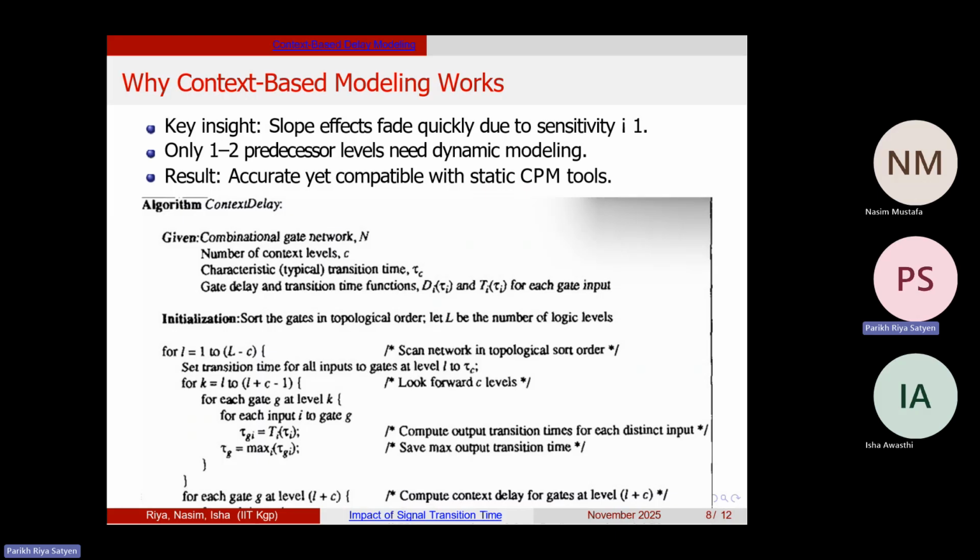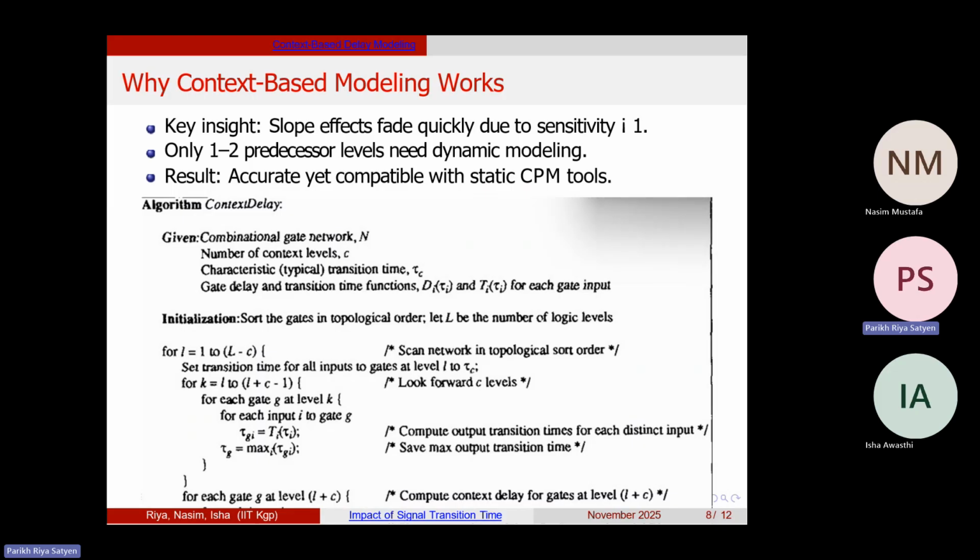While the extended critical path method proposed is more accurate, it requires modifying existing timing analyzers to handle transition times. To avoid this, the paper proposed context based delay modeling as a more practical alternative. The key idea is based on what we saw in earlier slides, that sensitivity is less than 1. So the impact of input transition time fades quickly as we pass through more gates. Therefore, instead of tracking transition time through the whole circuit, we only look at a small neighborhood.